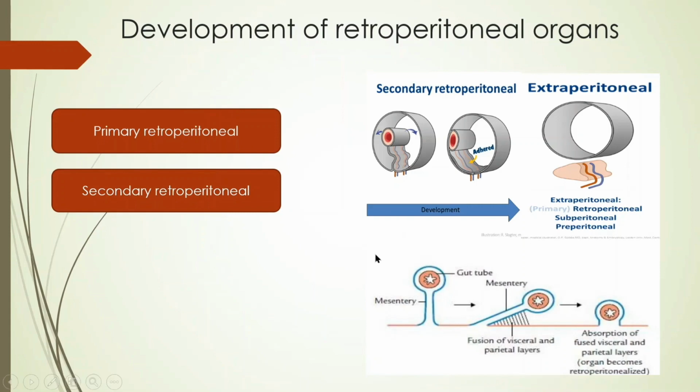So, like in this diagram, this is an intraperitoneal organ which is attached to the mesentery, and during embryogenesis, the mesentery gets attached to the parietal peritoneum and eventually migrates behind it. Similarly, you have the gut tube and the mesentery here. It gets attached to the parietal layer, so there's a fusion of visceral and parietal layers, and eventually the fused layers get absorbed, and this organ becomes retroperitoneal.